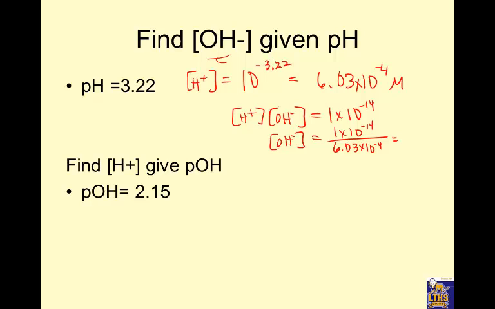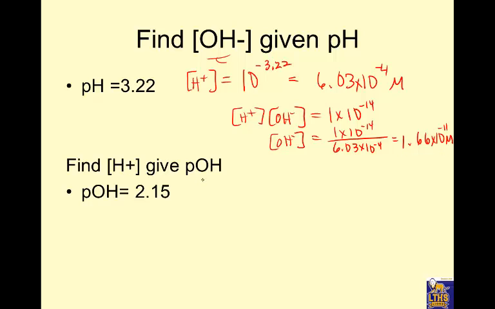I'm plugging it in right now. You can hear the calculator. 6.03 E negative 4. And you get 1.66 times 10 to the negative 11th molar for hydroxide. Okay, and that is the concentration of hydroxide.